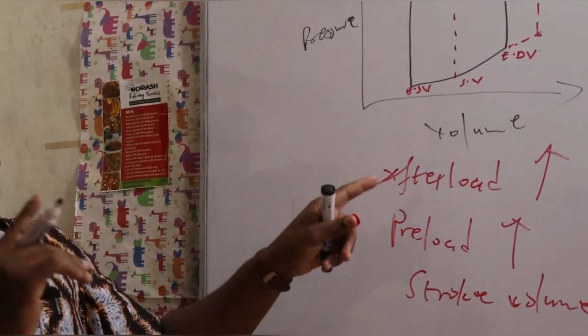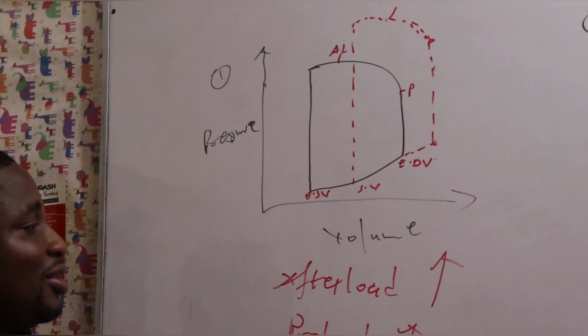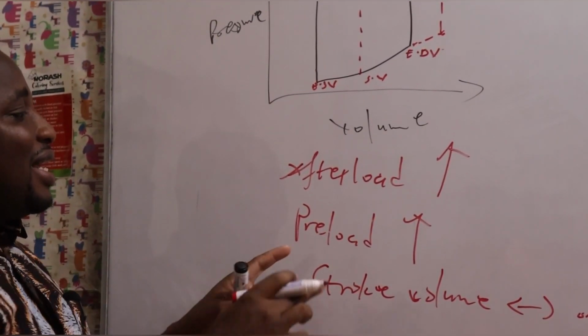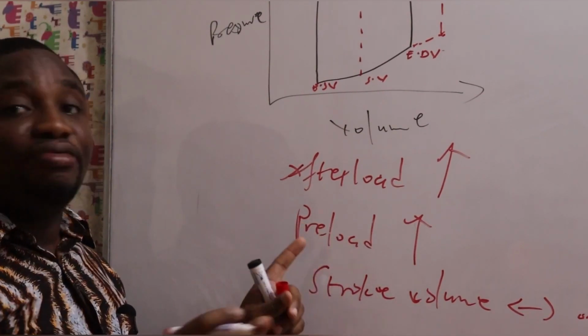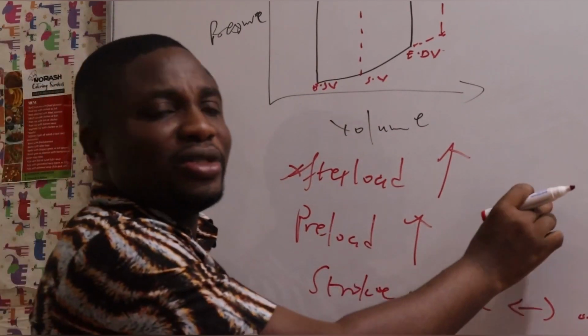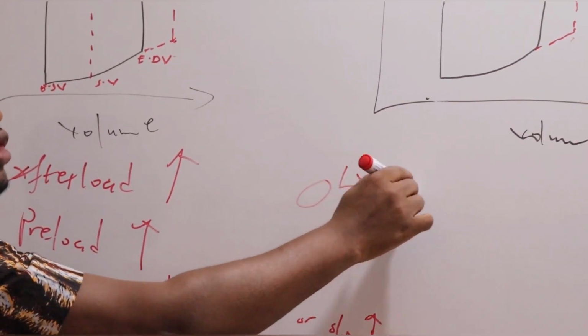So you ask yourself, which condition or which intervention can increase the afterload? That is the resistance to what? The blood flow, and increase what? The preload. But the stroke volume is not enough. Then you ask yourself, the afterload, if it's increasing, then it means there could be a left ventricular outflow tract obstruction.